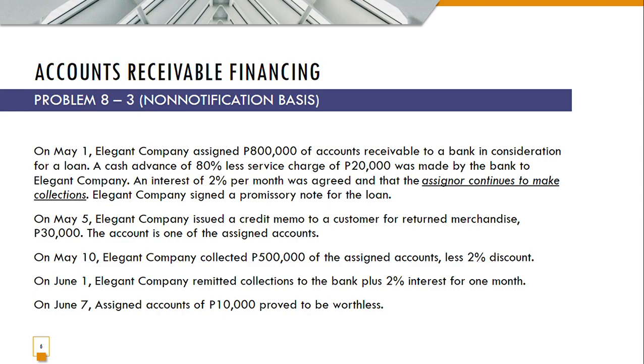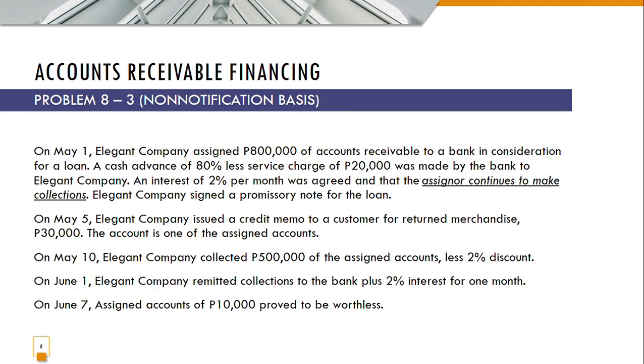Let's do problem 8-3. On May 1, Elegant Company assigned 800,000 of accounts receivable to a bank in consideration for a loan. The bank advances 80% less service charge of 20,000 and charges an interest of 2% per month, and the assignor continues to make collection. So the assignor, which is Elegant Company, continues to make collection. So this is an example of an assignment on a non-notification basis.